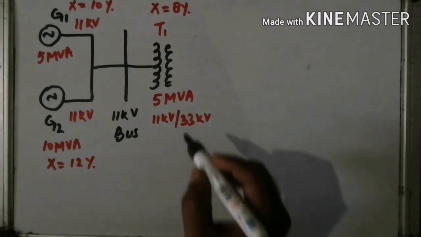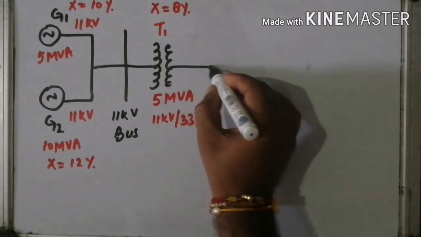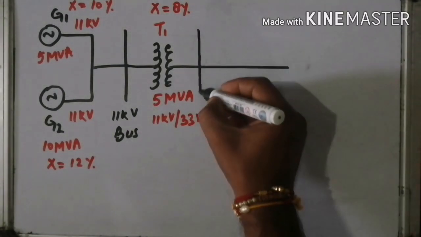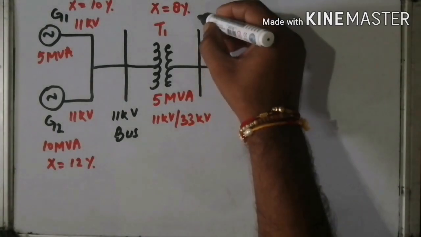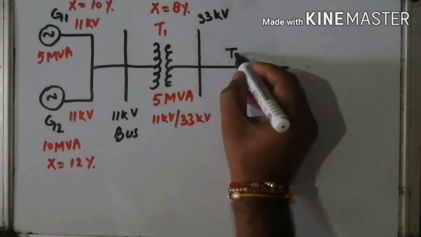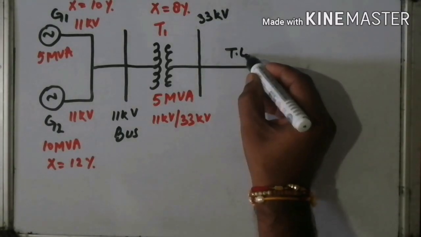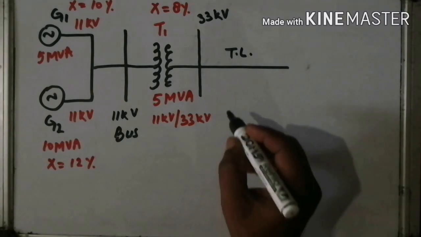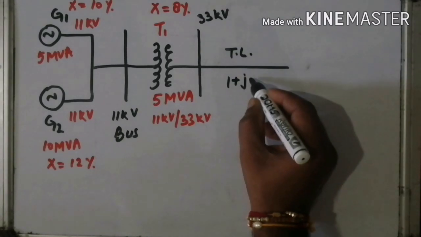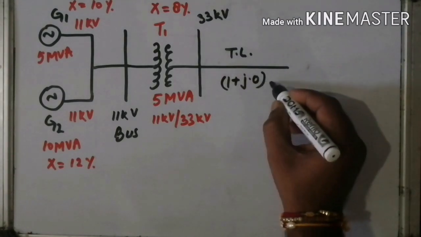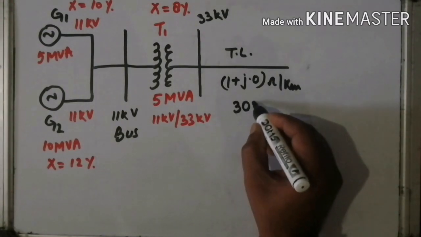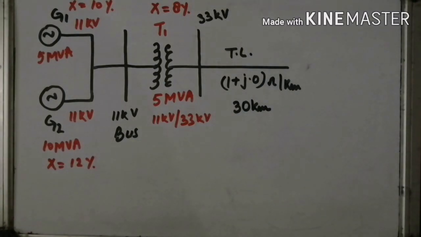After that, this one is the bus bar 33 kV, transmission line having the value of Z, that is 1 plus J0 ohm per kilometer, and the length of the transmission line is 30 km.